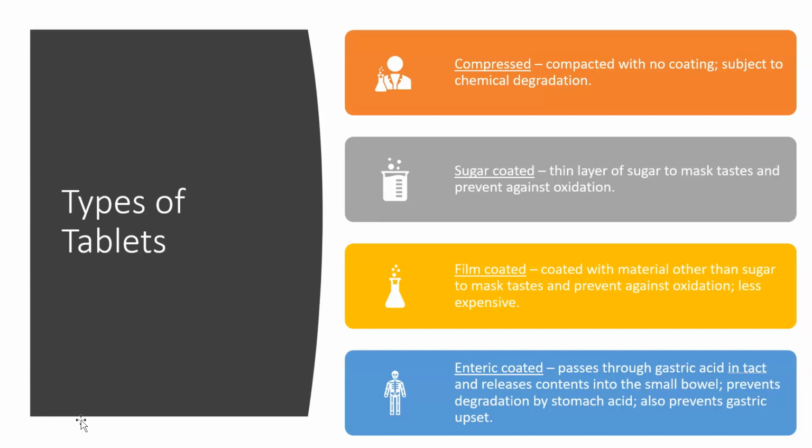Sugar-coated has a thin layer of sugar to mask the taste and prevent against oxidation. Film-coated is coated with a material other than sugar to mask the taste and prevent against oxidation. It's less expensive, so a lot of times they'll put like a little lubricant on it so that it'll slide down easier, okay? Enteric coated passes through the gastric acid intact and releases contents into the small bowel, preventing degradation by the stomach acids. It also prevents gastric upset, so that's a good thing. So it goes straight to the small bowel before it starts to dissolve.